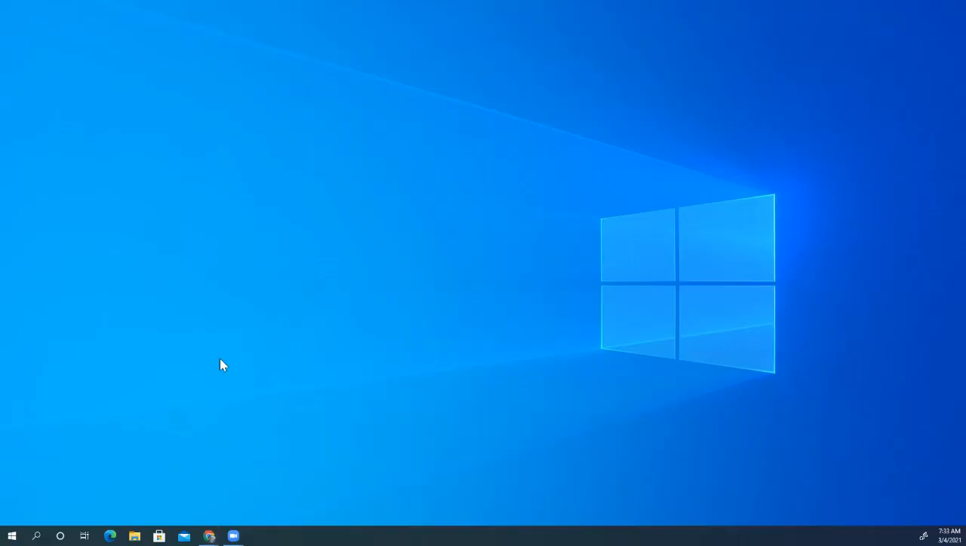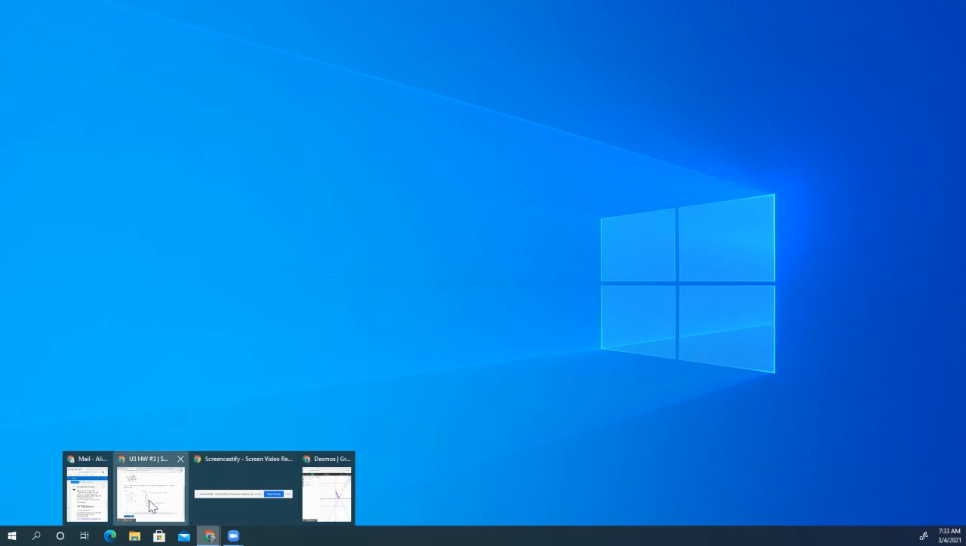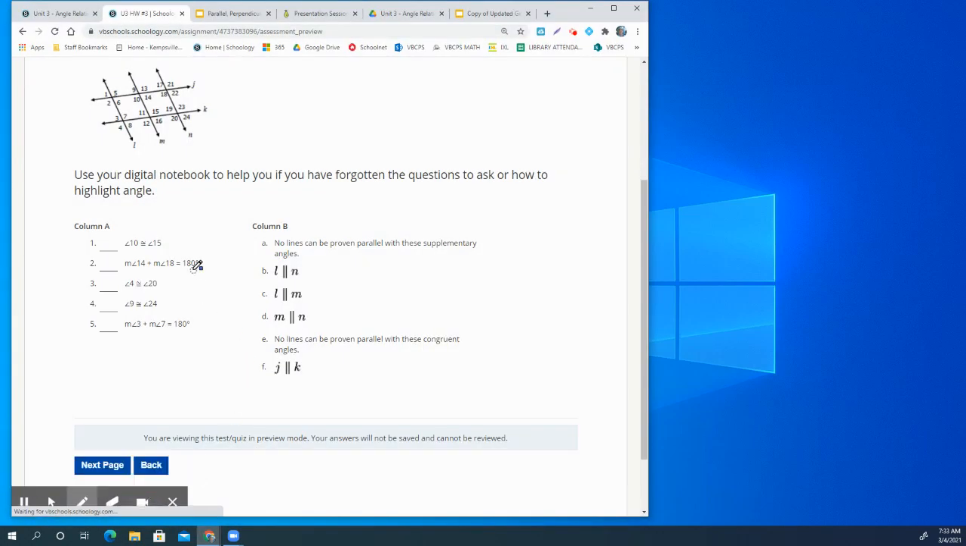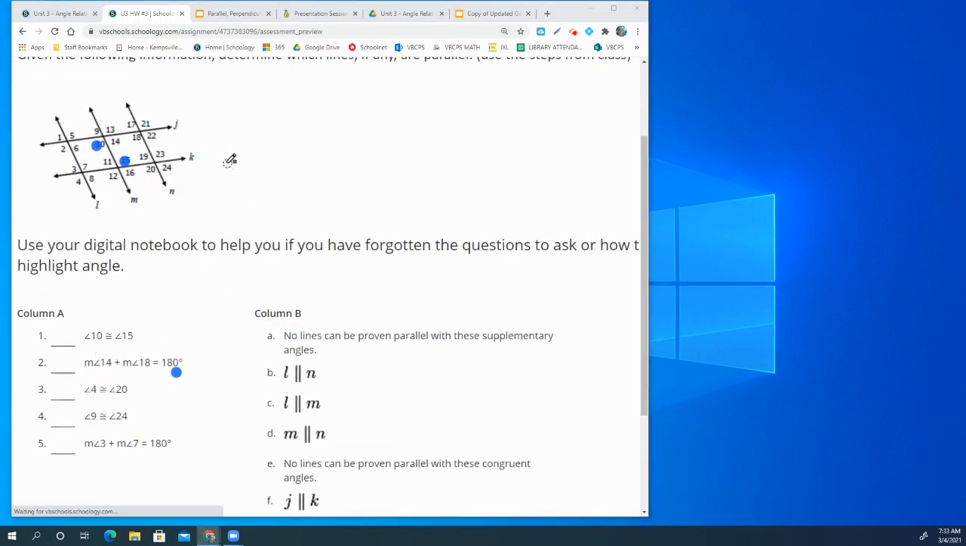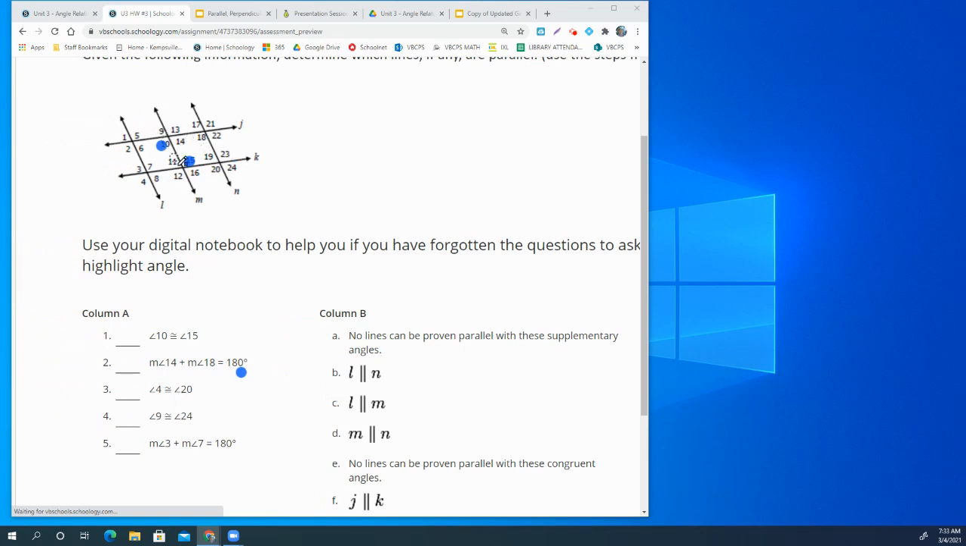So question number 3, proving lines parallel. So we've got to look at these angles, 10 and 15. If I look at 10 and 15, they're connected with transversal M. So which lines are parallel? If they're on transversal M, what are the 2 lines that go through M? What are the 2 cross streets? J and K. So 10 goes with J and K.